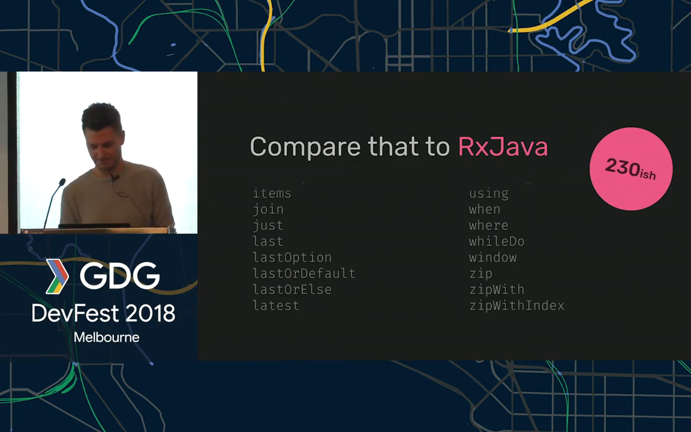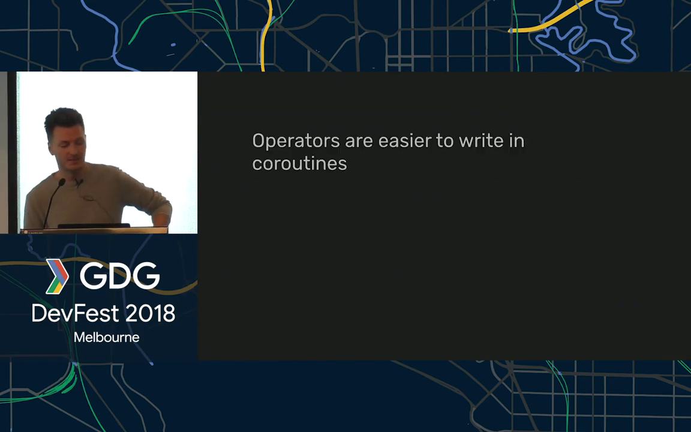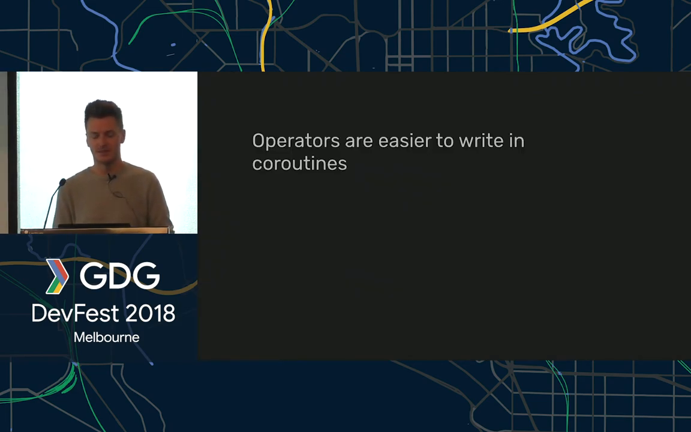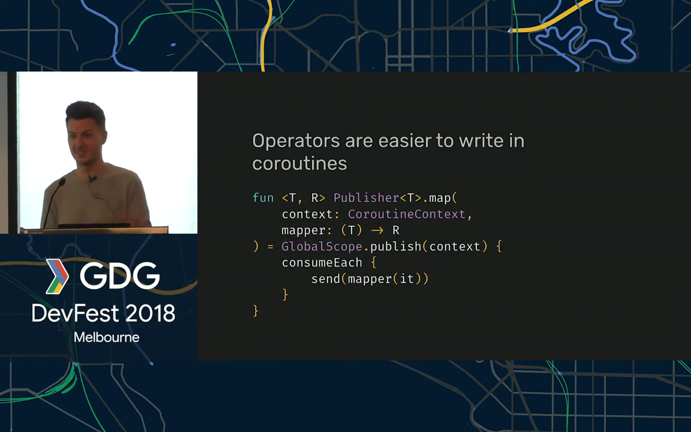One thing I have found is that operators are easier to write in coroutines. So here's a small example, which is actually re-implementing map, and it's pretty simple, really. If you're trying to do that in RxJava, you'd have to write like 4 classes.